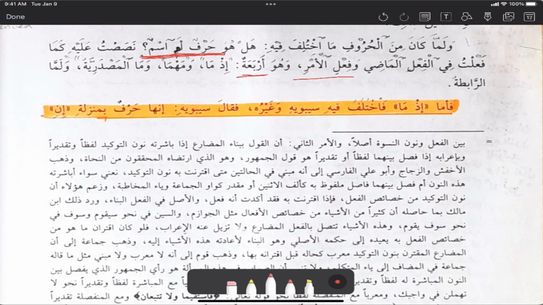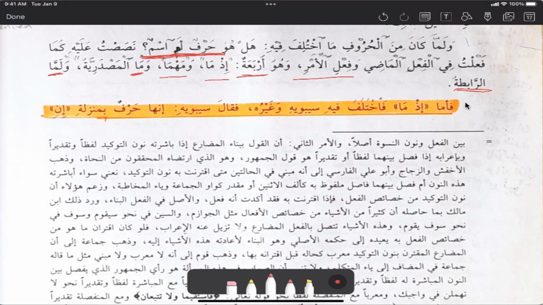Idhma and mahma and ma, the masdari ma, and lamma, the connector, lamma rabita. Idhma means if. Mahma means whatever. Ma, the masdari ma, we'll see about that. And lamma, the rabita, we'll see about that one too.